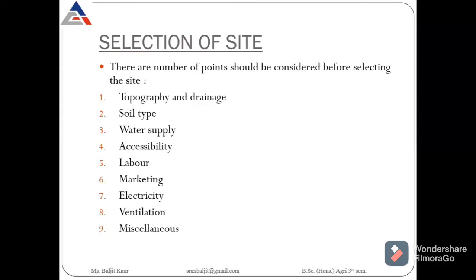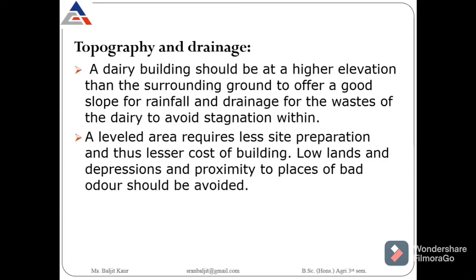Firstly, when we have to decide about making a house for the cattle, or a cattle shed, there are a number of points that should be kept in mind before selecting the site. There are points like topography and drainage, soil type, water supply, accessibility to the market, labor should be cheap, marketing facility, electricity, ventilation and miscellaneous. So firstly, topography and drainage.